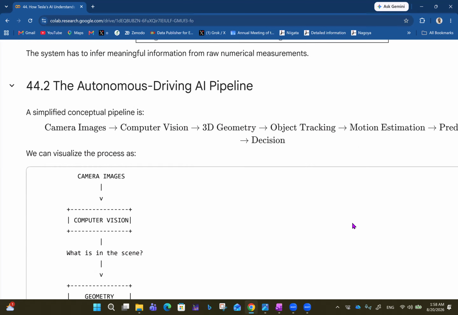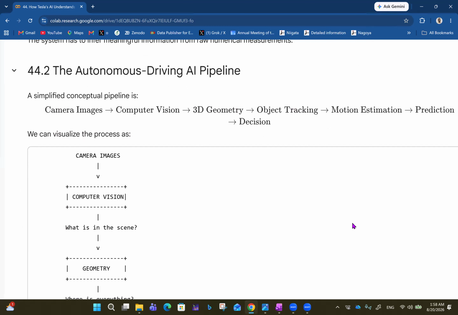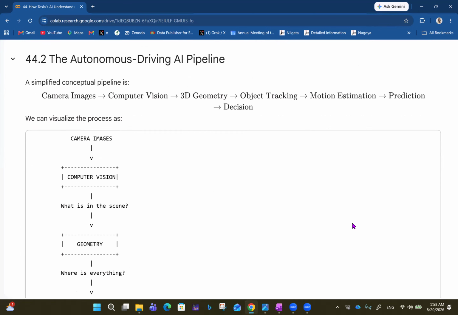Computers only understand numbers. In natural language processing, computers don't understand our human languages, but when human languages are broken down into numbers, then the computers can understand and take action. So the autonomous driving AI pipeline is this, a simplified conceptual pipeline: camera images leading to computer vision, to 3D geometry, to object tracking, motion estimation, prediction, and then a decision is made, the decision to reverse, to move forward, to stop, and all of these things.